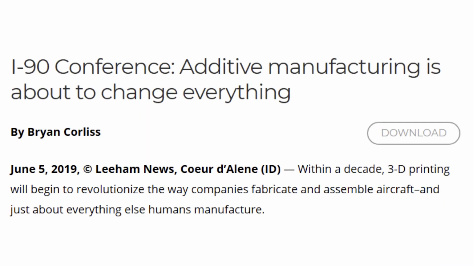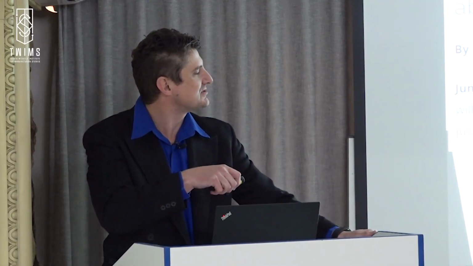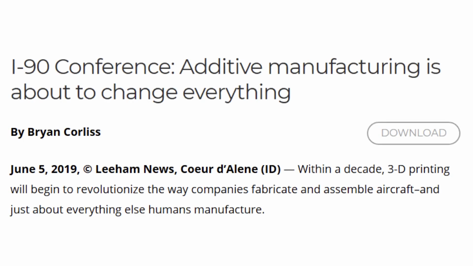If you look at this one, this was published just a month ago, June 5th, 2019. It says additive manufacturing is about to change everything. So we're still at this point of brace yourself, it's going to happen now. Even if you read here, it's even worse. Within a decade, 3D printing will begin to revolutionize the way companies fabricate things. So they've even made it another 10 years down the line.